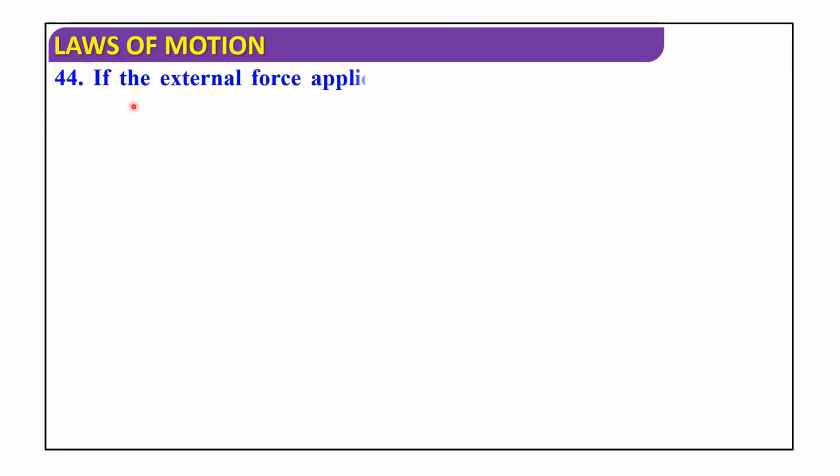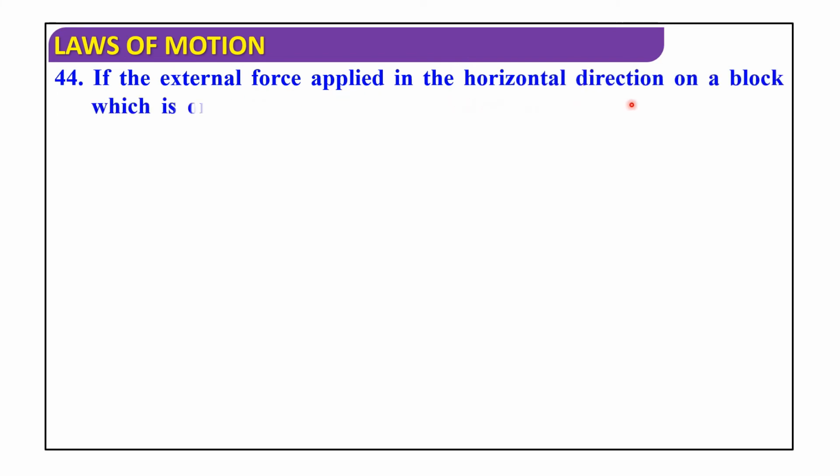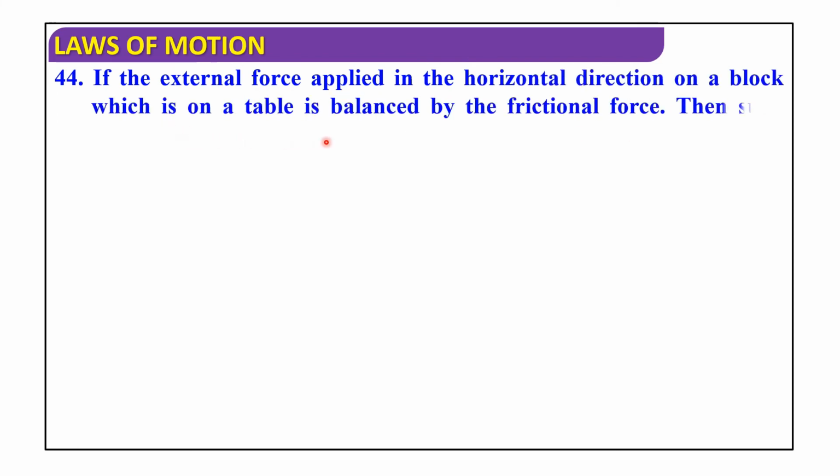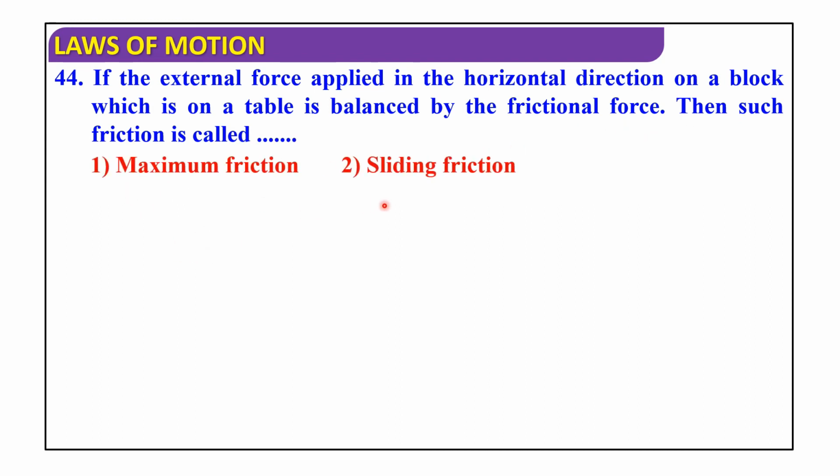Next, if the external force applied in the horizontal direction on a block which is on a table is balanced by the frictional force, then such friction is called: maximum friction, sliding friction, static friction, rolling friction. Here, if the external force applied in the horizontal direction on a block on the table is balanced by the frictional force, then such friction is called static friction.